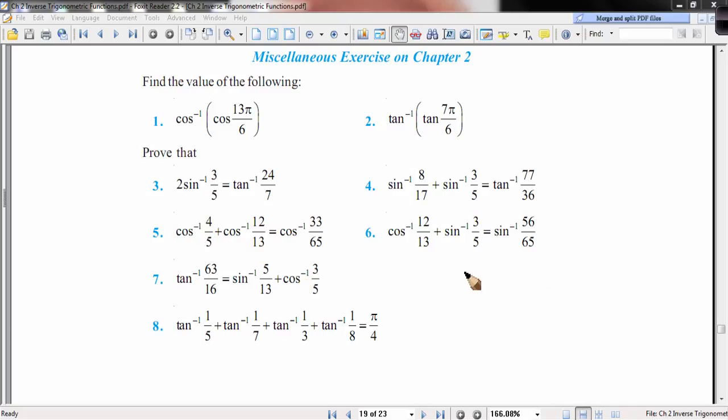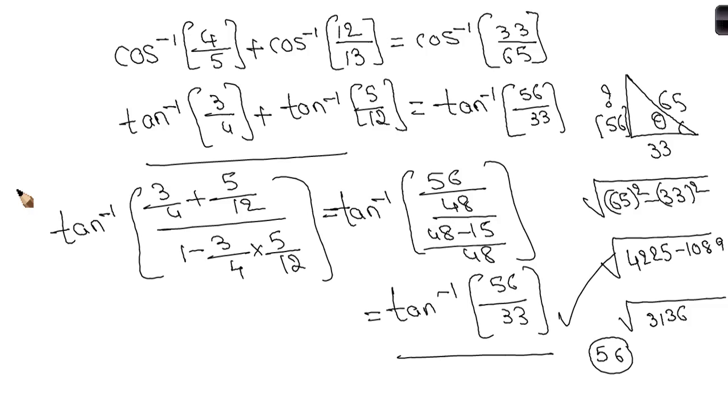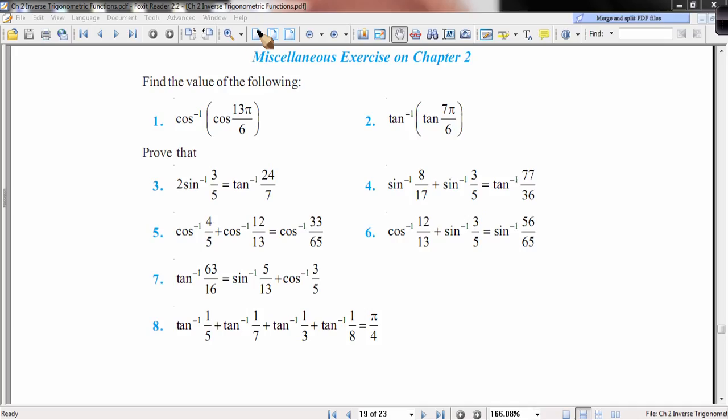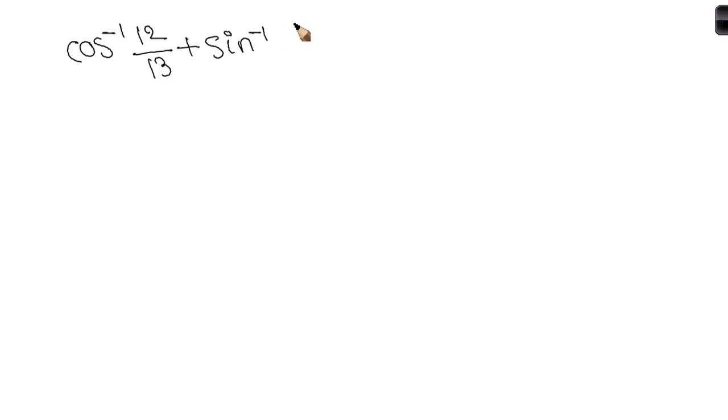Next question would be prove cos inverse of 12 upon 13 plus sin inverse of 3 upon 5 is sin inverse of 56 upon 65. We need to prove cos inverse of 12 upon 13 plus sin inverse of 3 upon 5 is sin inverse of 56 upon 65.